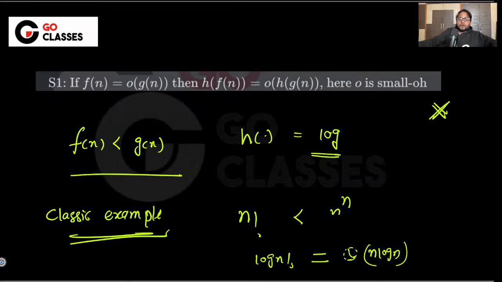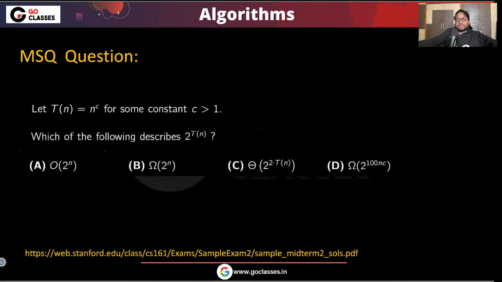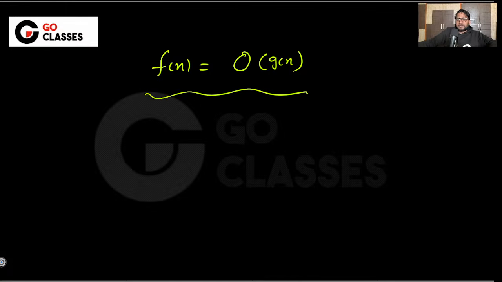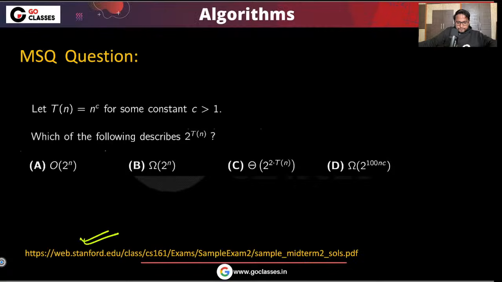Now let's see this question which I have taken from Stanford. We have covered all the variations that are possible with respect to how fn and gn are related, and what happens when we take log or when we do not take log. We have covered many other variations, right? Now let's see some more questions. So this question I have taken from Stanford.